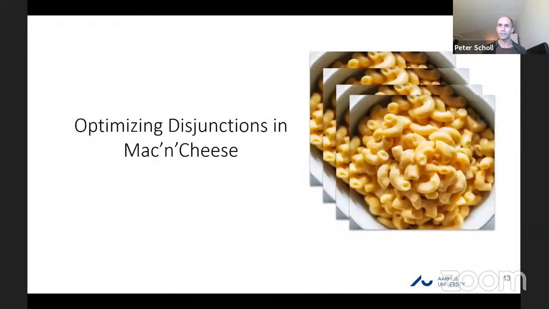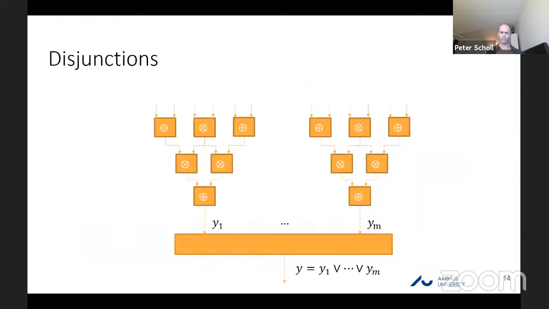Okay, so next I want to talk about how we optimize disjunctions in Mac and Cheese. But first, what do I mean by disjunctions? So it's simply a sequence of subcircuits, here y1 up to ym, where we want to prove satisfiability of the disjunction of these circuits. So a big OR gate, basically.